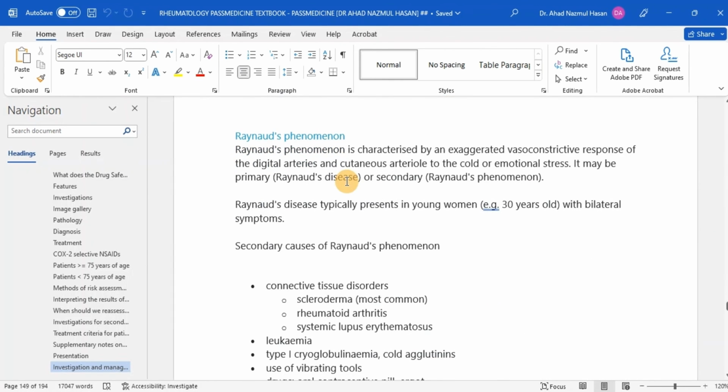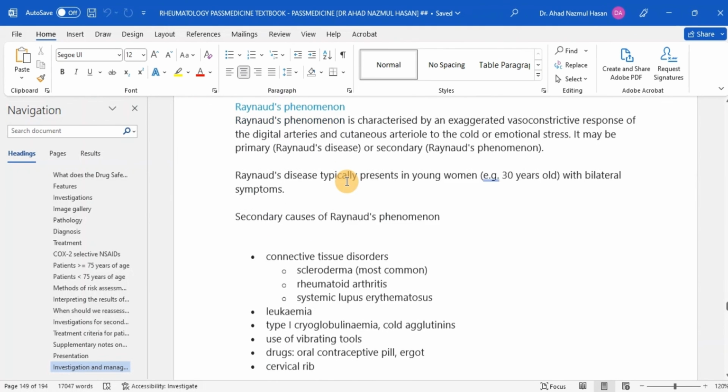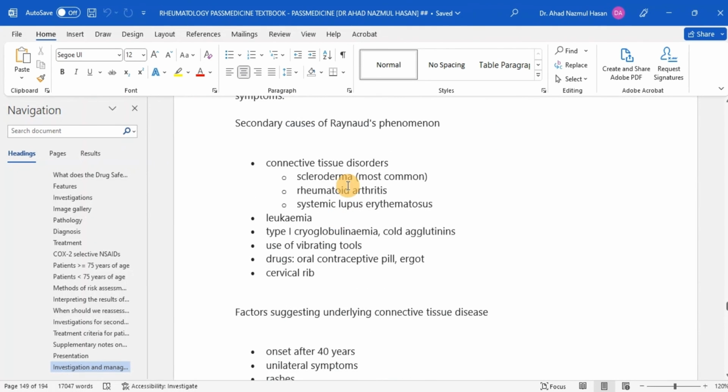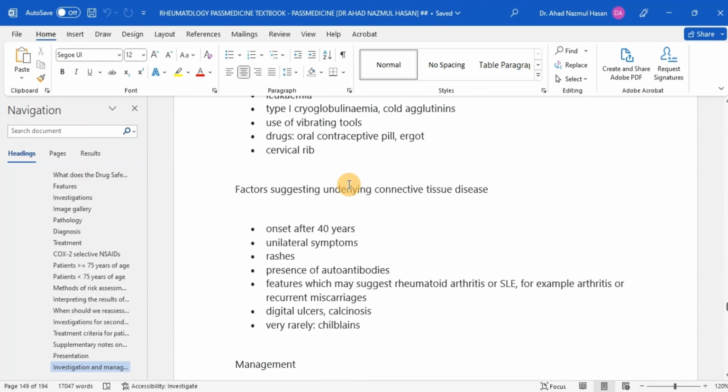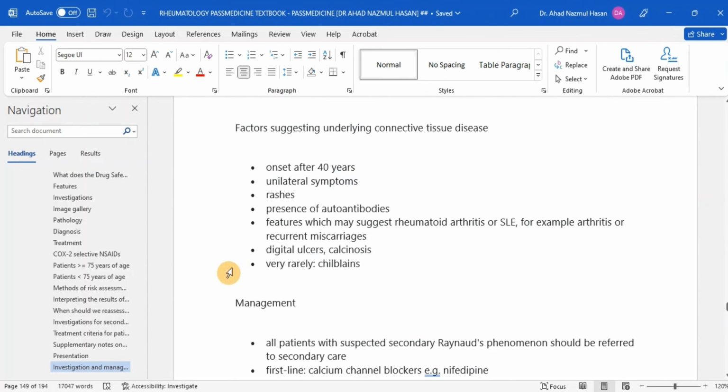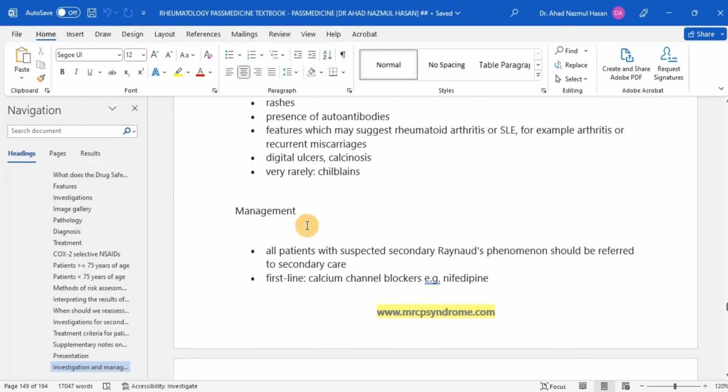Raynaud's phenomenon, primary and secondary, and the causes of Raynaud's phenomenon, and what are the factors that may be associated with Raynaud's or MCTD. Management is with calcium channel blockers, the nifedipine.